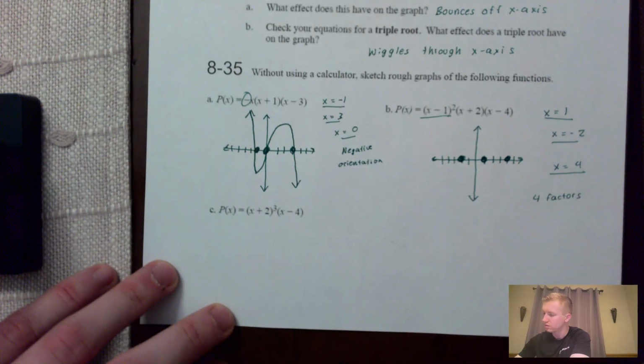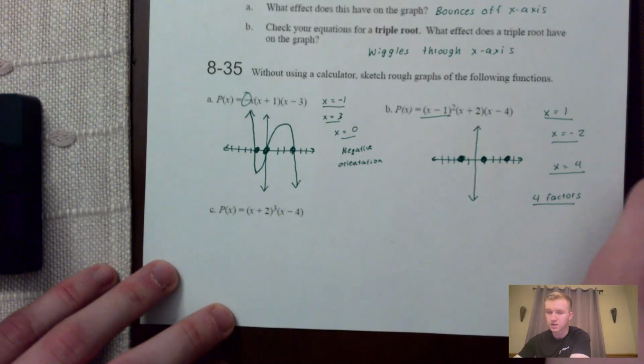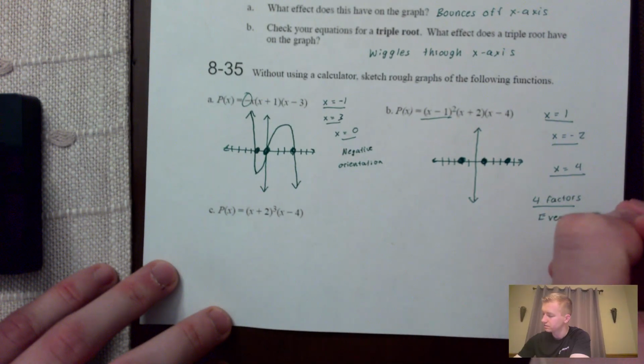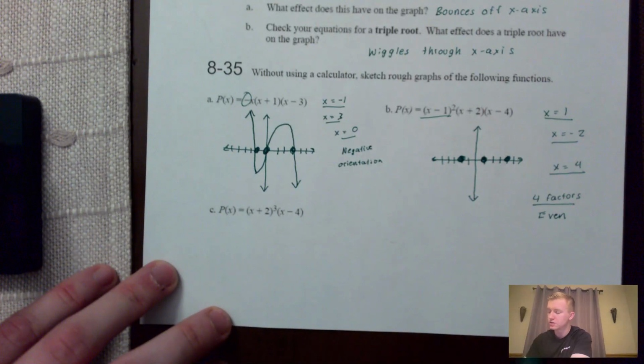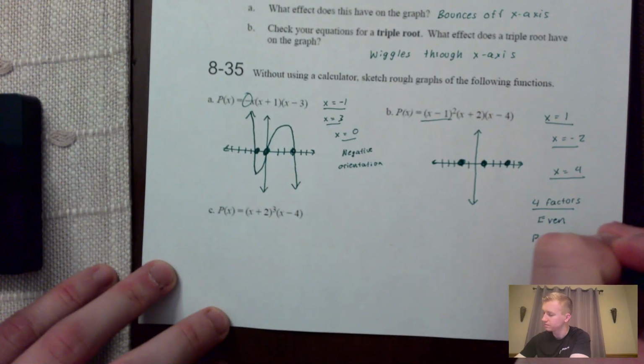So there are four zeros, or four, I'm looking for the right word. It'll come to me, but four factors. In this case, again, it's going to be an even function. And then also what you should notice is, since there's no negative out in front, we're going to have a positive orientation as well.